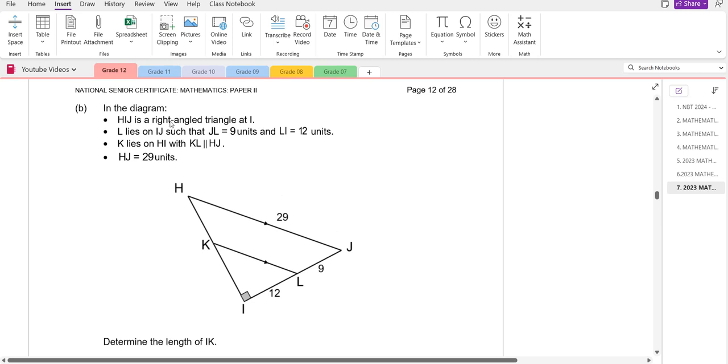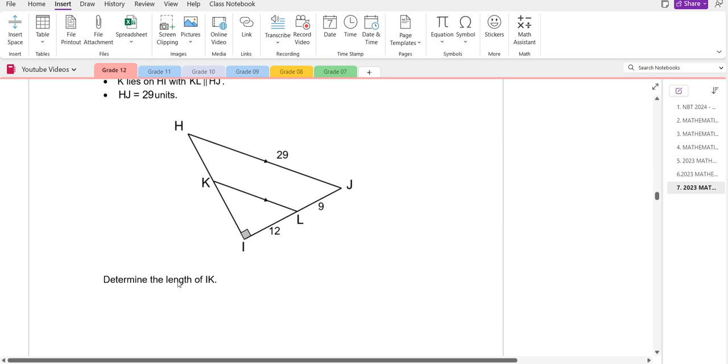In the diagram, HIJ is a right angle triangle. So we have HIJ, which is a right angle triangle, right? And L lies on IJ such that JL is 9, and LI is 12 units. K lies on HI with KL parallel to HJ. HJ is 29. So all the information is given. Determine the length of IK, and it's for 5 marks.